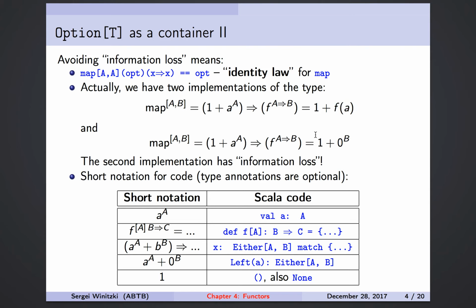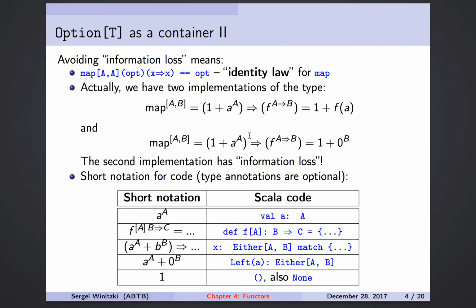But the other way would be to always return the left version, the none, or the unit in this disjunction, and never return anything in the right part of the disjunction. I see there's a little syntax error here. There should be an arrow. I will fix that in the slides after this presentation is over.